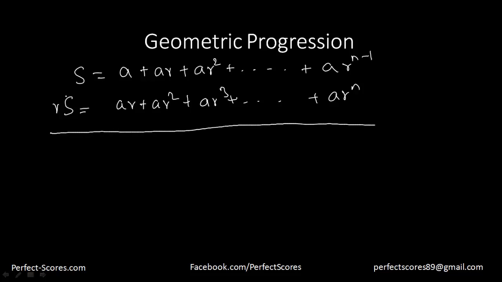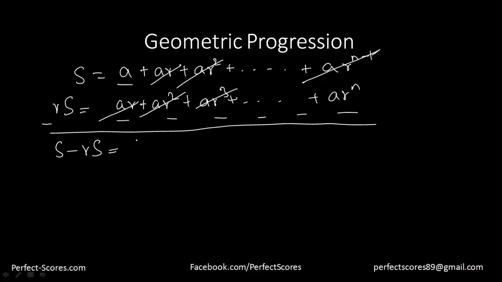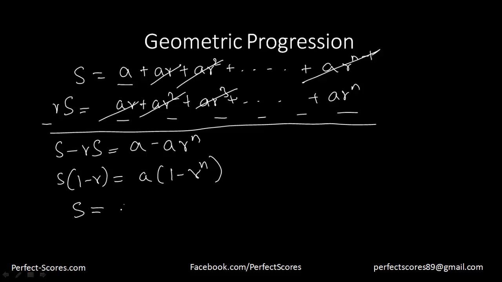Now if I subtract this from this, as you can clearly see, this and this will get eliminated, this and this will get eliminated, and so on, and I'll have S minus R times S to be equal to A minus A into R to the power n. And if I take S common from here, 1 minus R is going to be equal to A common from here, 1 minus R to the power n, and the sum of the terms is going to be equal to A into 1 minus R to the power n divided by 1 minus R.